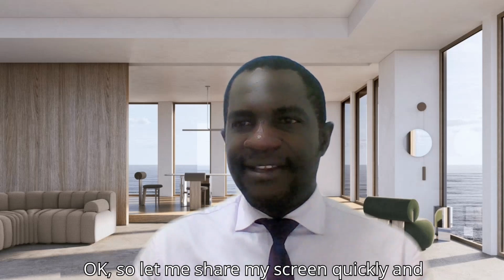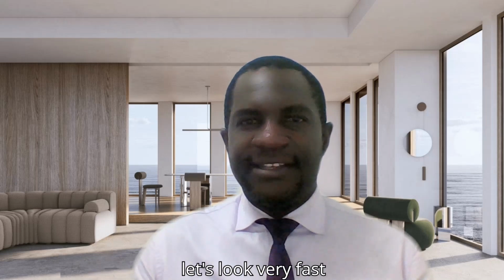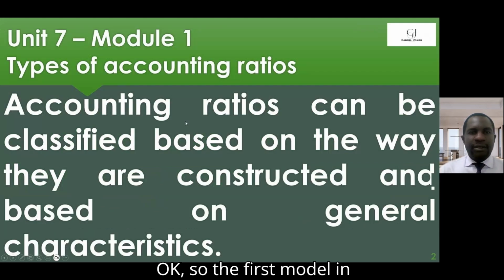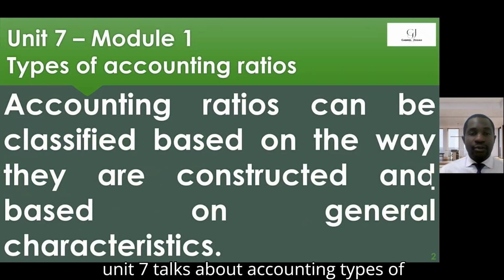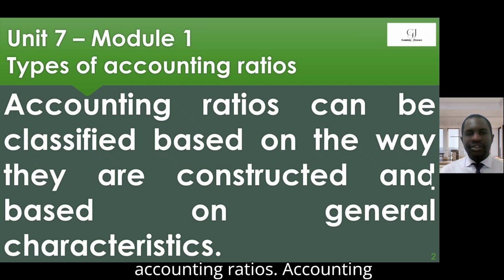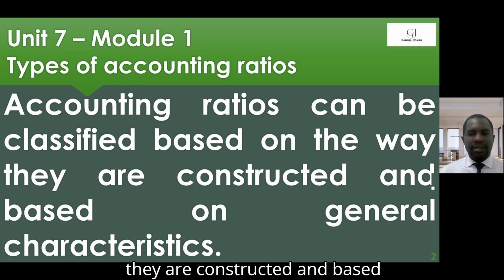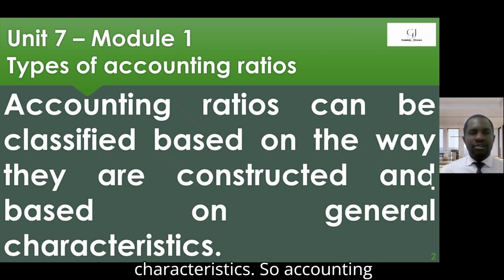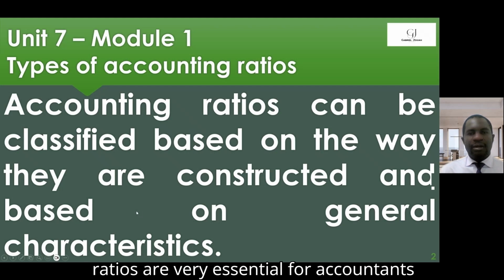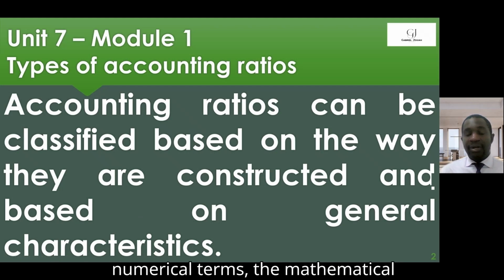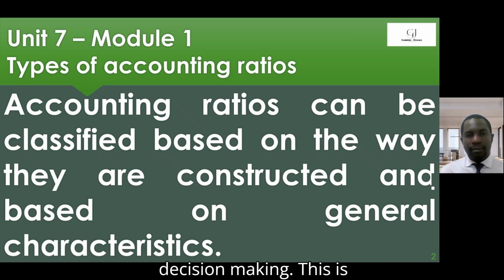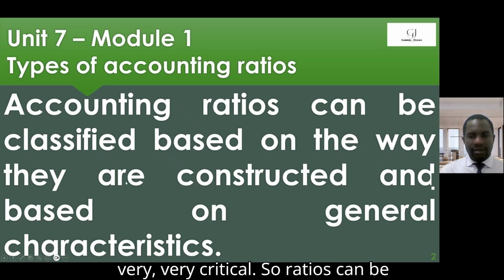Okay, so let me share my screen quickly and let's look very fast into this module. The first module in Unit 7 talks about types of accounting ratios. Accounting ratios are classified based on the way they are constructed and based on general characteristics. Accounting ratios are very essential for accountants because they express in numerical terms the mathematical calculations, and the results help decision making. This is very critical.